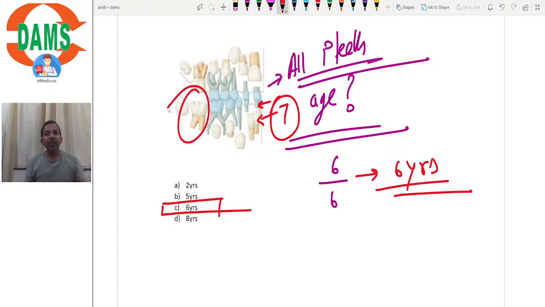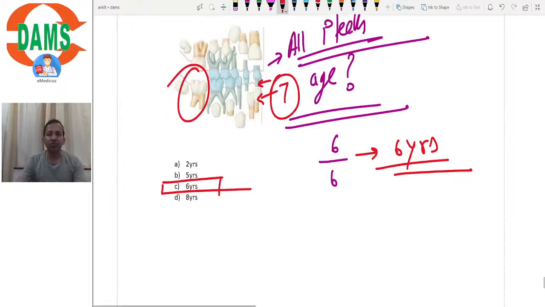Simply, if you look at the molars too, you can say that only one permanent tooth has erupted, that is the upper and lower first molars, isn't it? Upper and lower first molars erupt at an age of about 6 years. That's why this child is at least 6 years of age. We don't know if the child is 8 years old or not, but 6 years for sure, right? So the answer is C, 6 years of age.